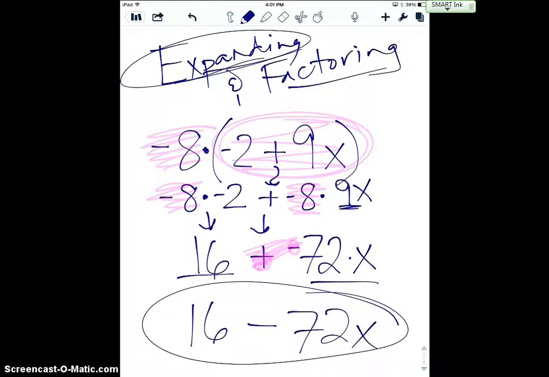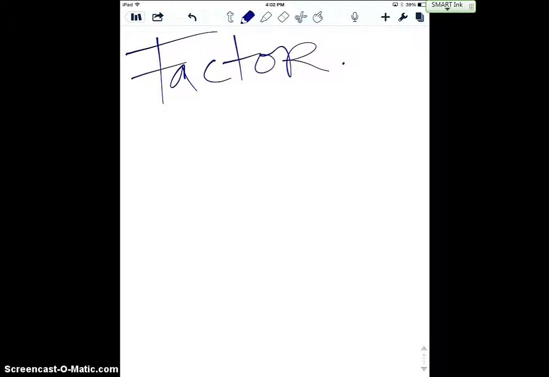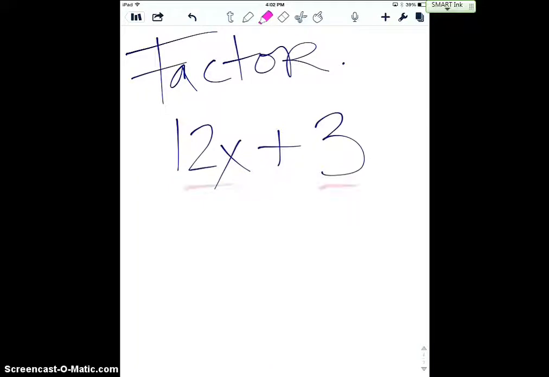Cha-ching! Okay, final problem is not expanding, but factoring. So let's say we have something like 12x plus, what should we say, 3? Now we can't expand this because these aren't like terms. We can't keep going with that. We can't simplify it any further.